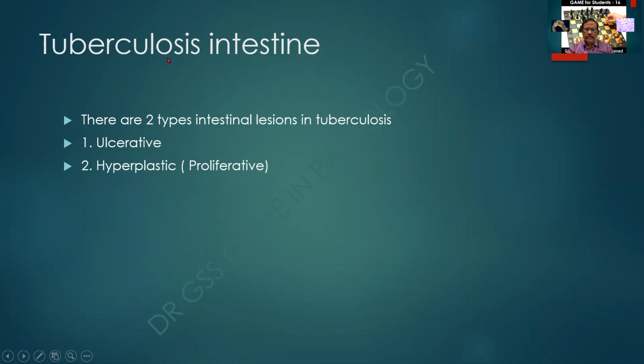Coming to tuberculosis of the intestine, there are two intestinal lesions in tuberculosis. One is ulcerative, the other is hyperplastic. Some books give the third lesion as ulcero-hyperplastic or ulcero-proliferative. But we shall remember these two for the time being, ulcerative and hyperplastic.